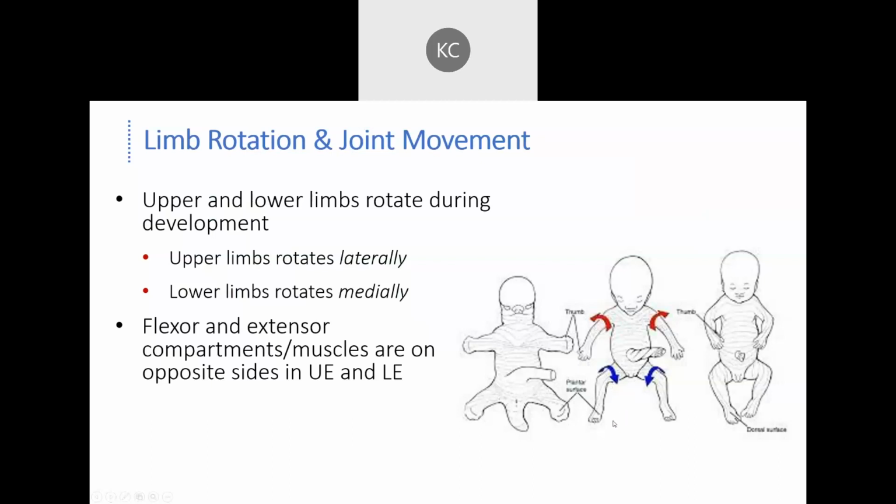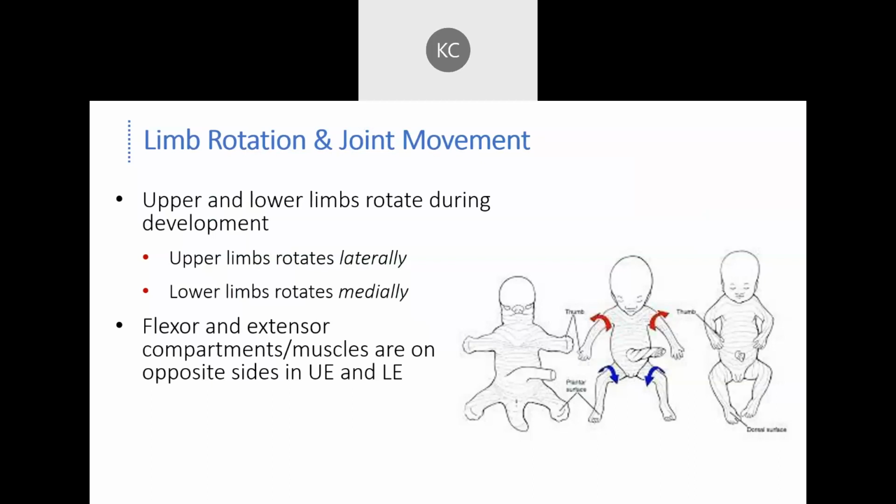This results in flexor and extensor compartments, along with the muscles and the direction that we produce certain movements. They're on opposite sides, right? The anterior aspect of our upper limb is the flexor compartment. For the upper limb, it's the anterior. For the lower limb, it's the posterior, okay? Whenever we flex our elbow, we flex it coming forward, right? Our arm comes forward. But whenever we flex our knee, the lower leg goes backwards, behind us.